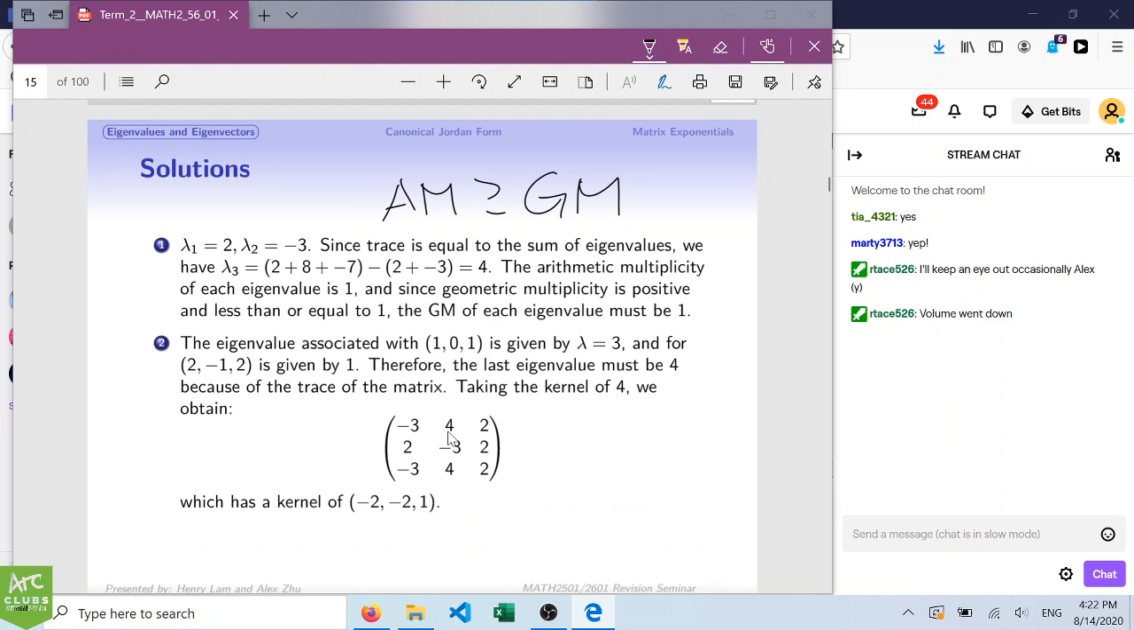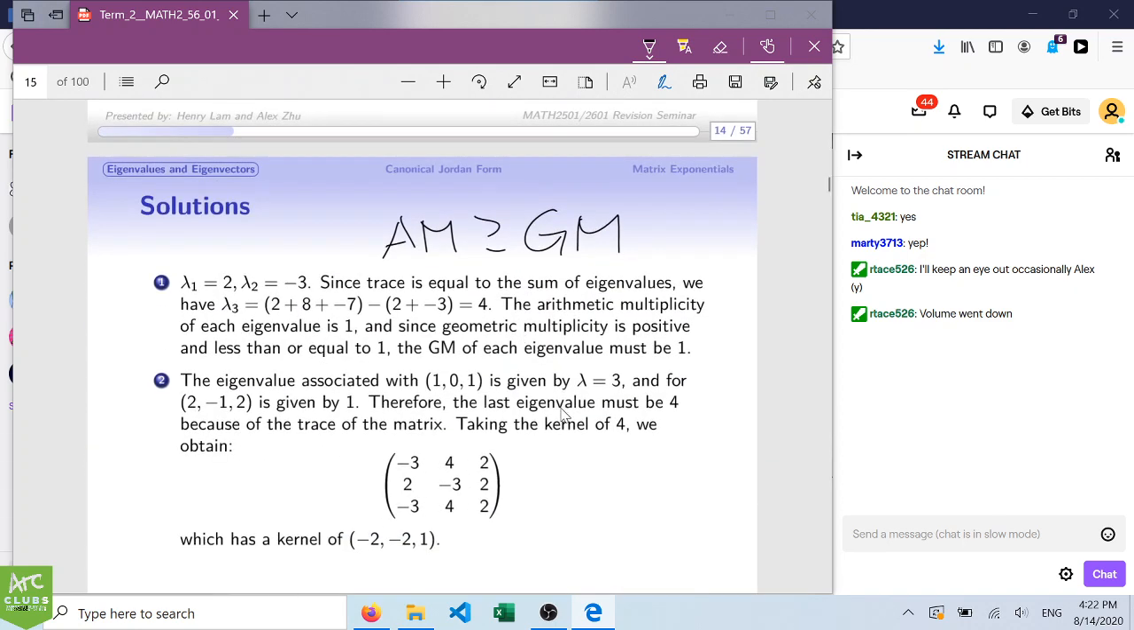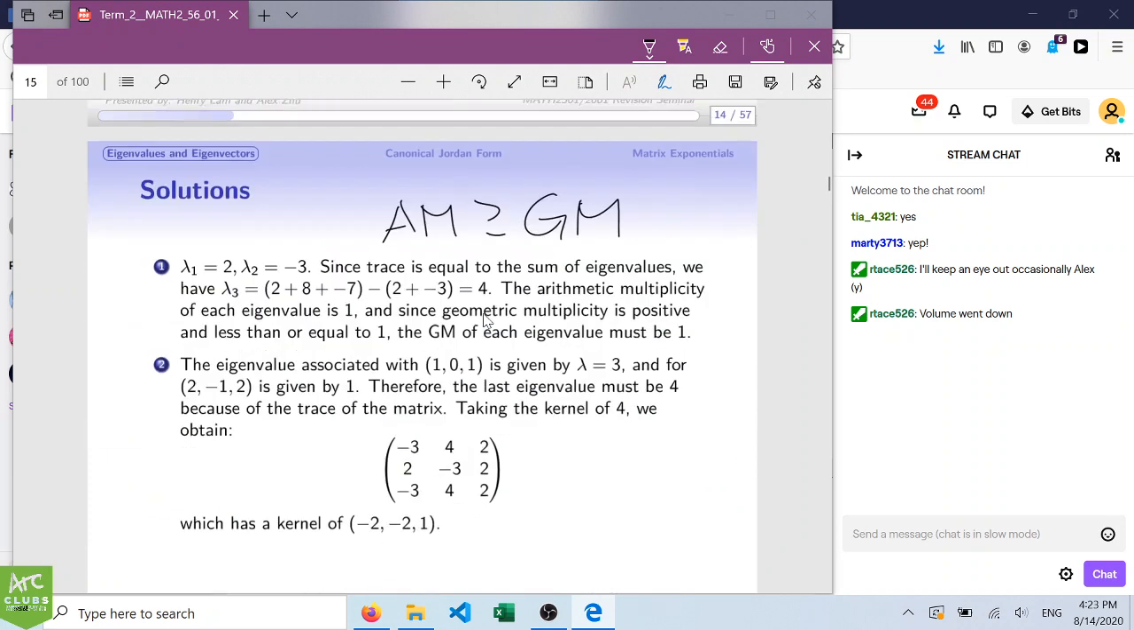All right, and then the next part, you're given the eigenvectors. Now you want to find the eigenvalues. You can pretty much do that quite easily by just multiplying your eigenvector into this thing and then seeing which scalar multiple it is.